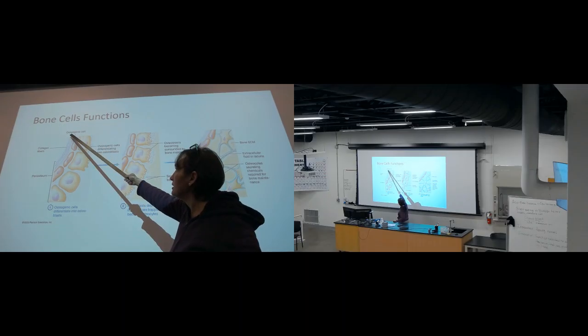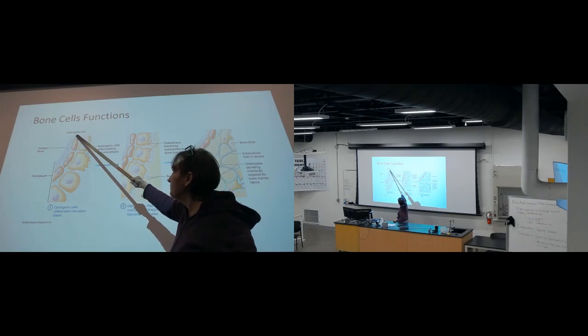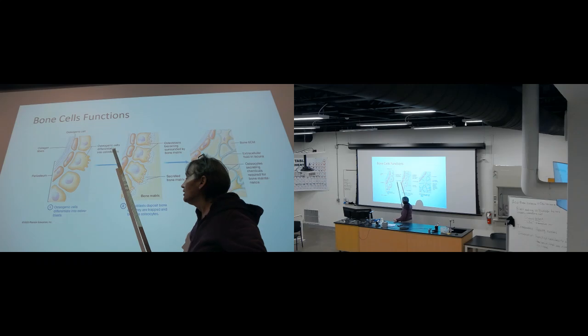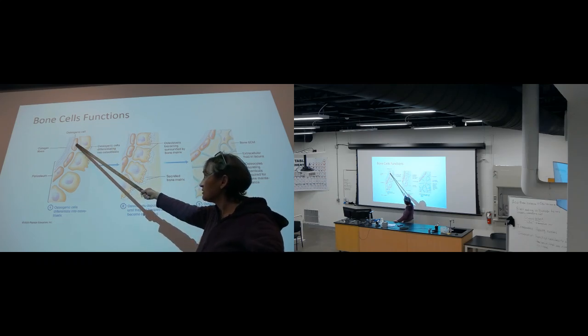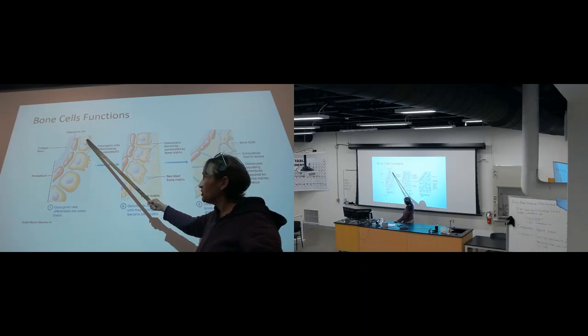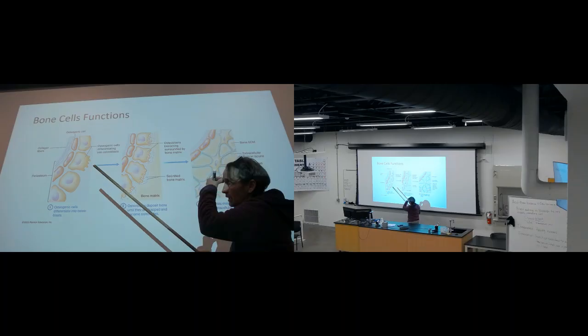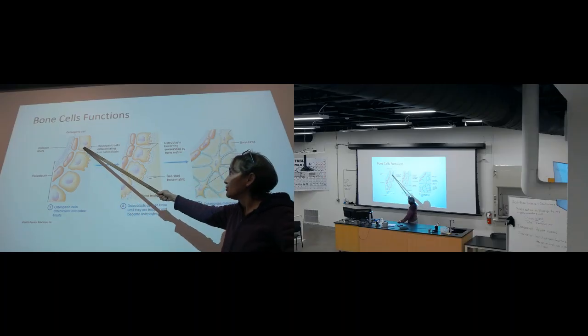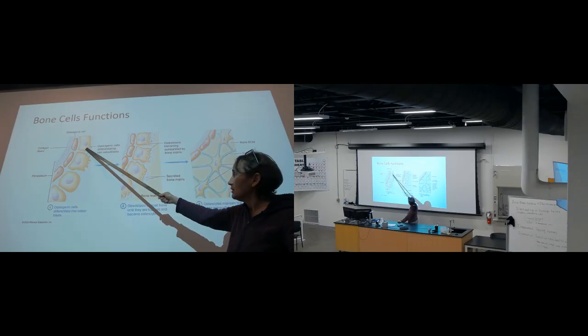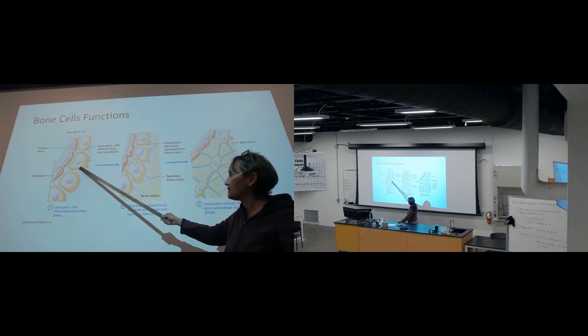Genesis is formation, so these are the cells that form bone, osteogenesis, or origin, okay? So these osteogenic cells will mature, so they become less immature, and this process is known as differentiation, so they become osteoblasts. So these are the osteoblasts.